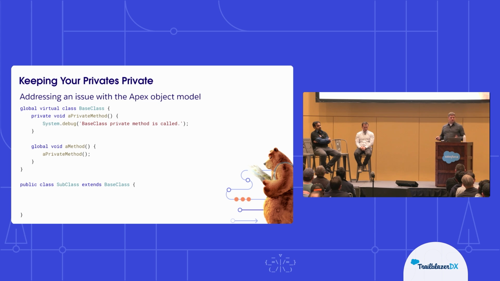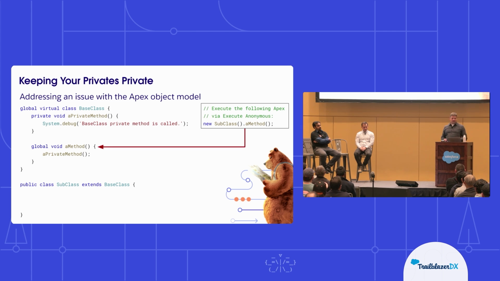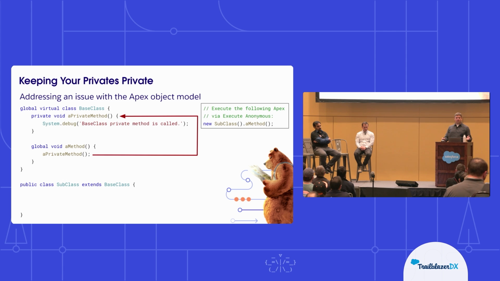Then to that, because it's virtual, we can create a subclass of the base class. Again, pretty straightforward. To make it more interesting, let's make an instance of that subclass and call the method on it. What do you think happens? Well, it's the pretty standard thing. The global method will get called. Fine, all pretty standard. And then next, the private method will get invoked, which will invoke the private method of the base class. Again, pretty straightforward, nobody's surprised.